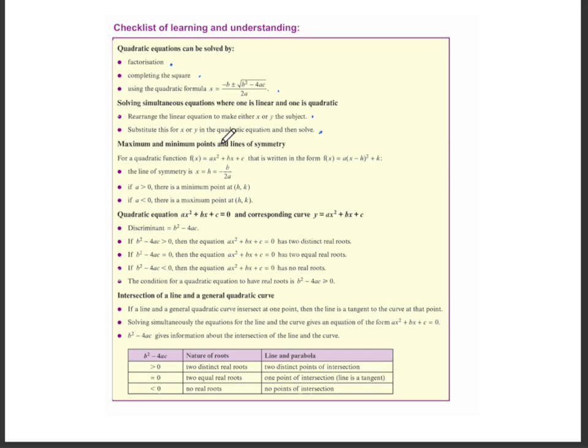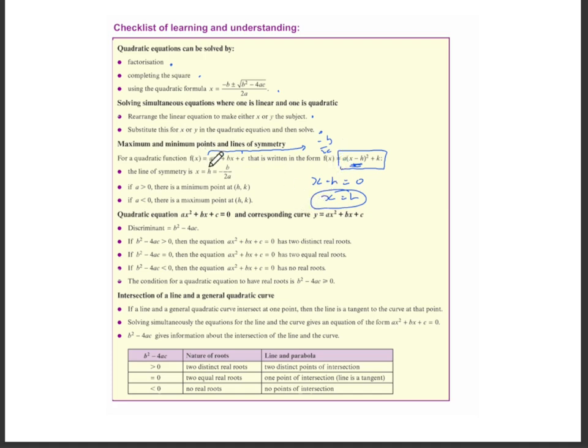Then for maximum and minimum points and the lines of symmetry, we can write it into the completing the square format. And our line of symmetry is at the vertex where x minus h, we equate it to 0 and we solve for that. So x equals h. At that point, we have our line of symmetry. Or if you want to have the line of symmetry from the original equation, we can just do negative b over 2a to get our line of symmetry.